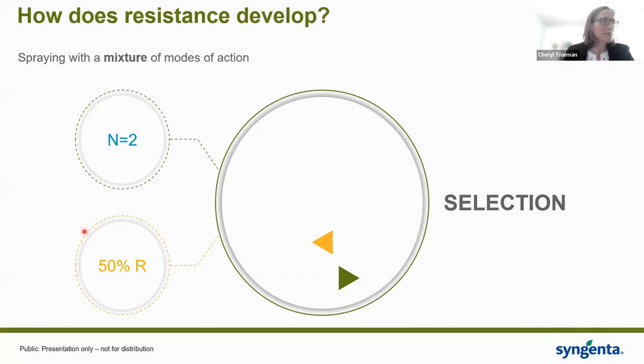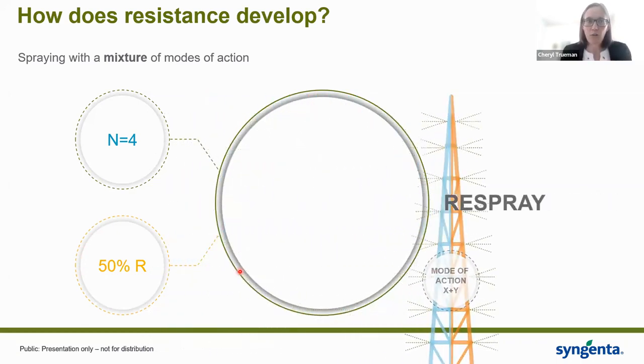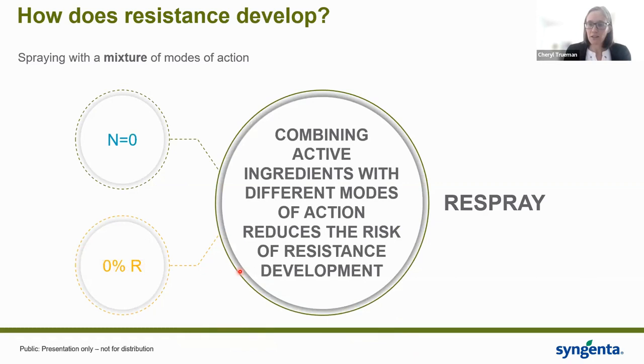Okay, we're at 50% resistance here. Okay, 50% gold triangles. We multiply. Okay, so we're still at 50%. But then we apply our mixture again. We respray, okay, and this time those individuals have been killed. So when we combine active ingredients with different modes of action, we reduce the risk of resistance development.